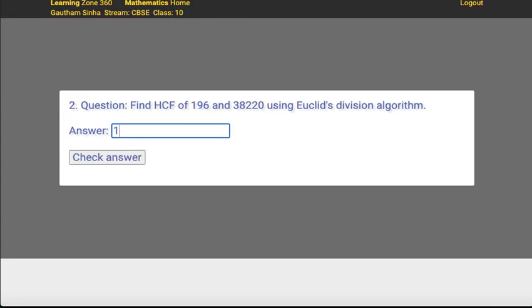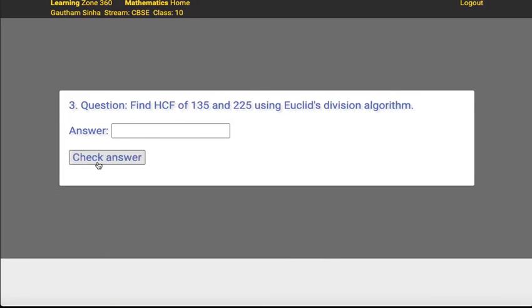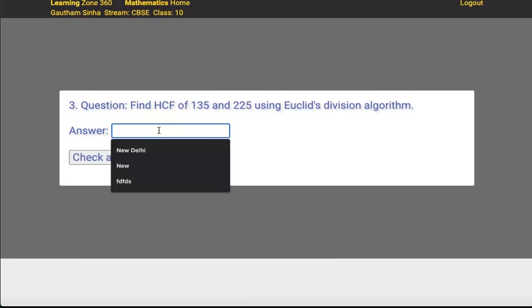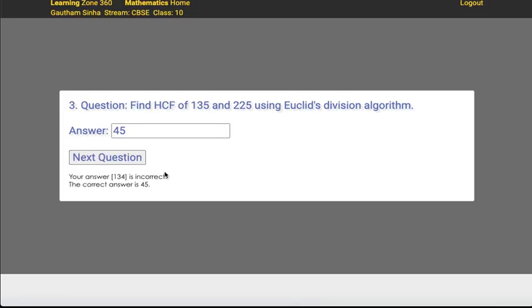So 196. Let's see whether that is the right answer. Yeah, 196 is the right answer. You can move on. 134 is the wrong answer, I know, but let's try. So it says 134 is incorrect. Correct answer is 45, and so on. So, for each question, you can try to attempt and then give a calculated answer and see whether it's right or wrong.